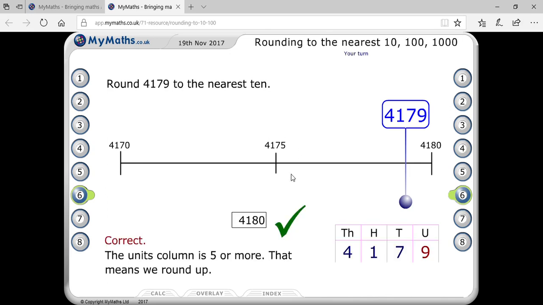Also always remember, beta. When they ask you for the nearest 10, you have to look at the unit place number. You can see that 9 is greater than 5, so its previous number will increase by 1. That means it will be 8 and it will be 0. That's it. And the remaining number will be as it is.